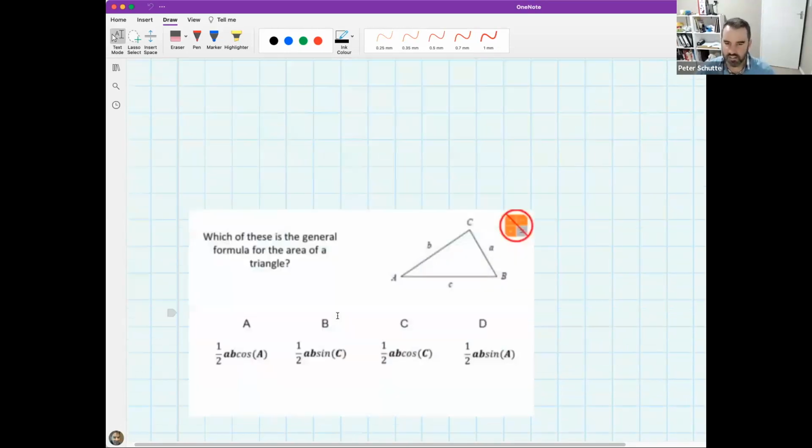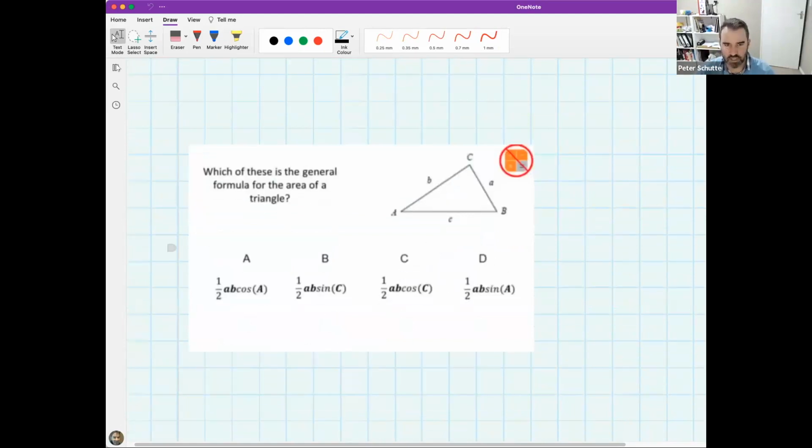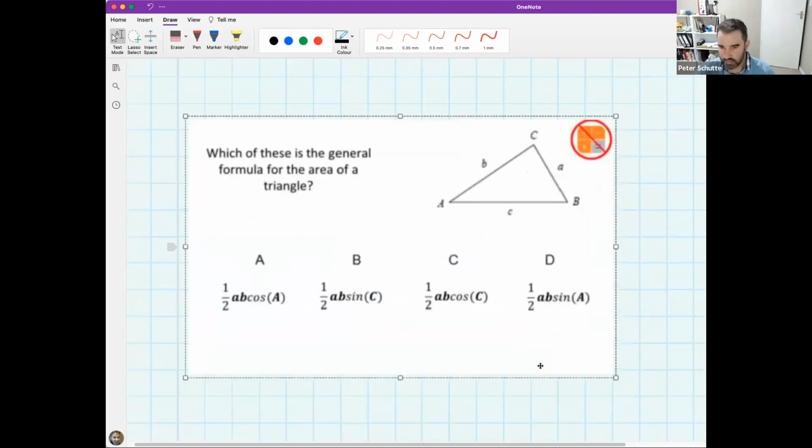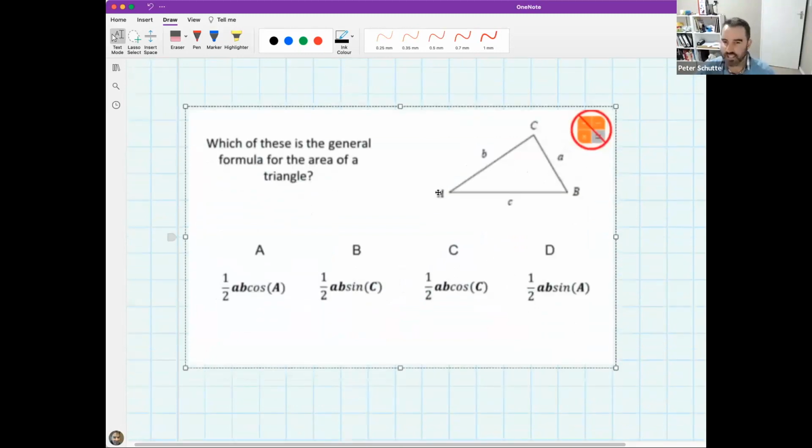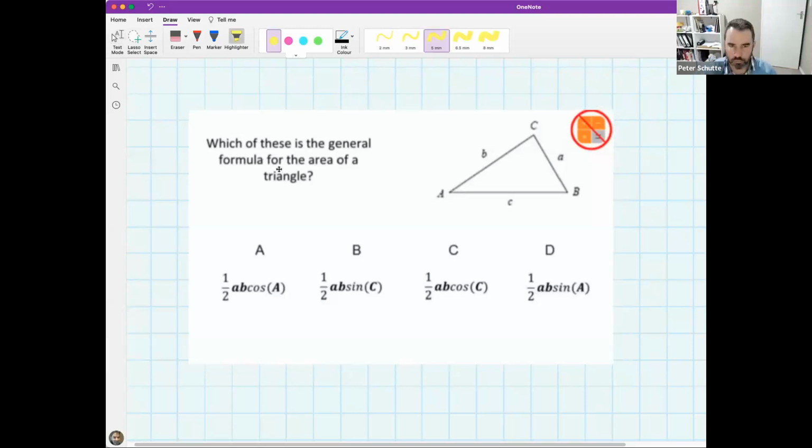All right, now things start to get a bit more interesting. Instead of having numbers, we've got letters. And remember, with triangles, the big letters are the vertices or the corners. The little letters are opposite the big ones, and they're on the side. So which of these is the general formula for the area of a triangle? Let me know what you think in the chat.